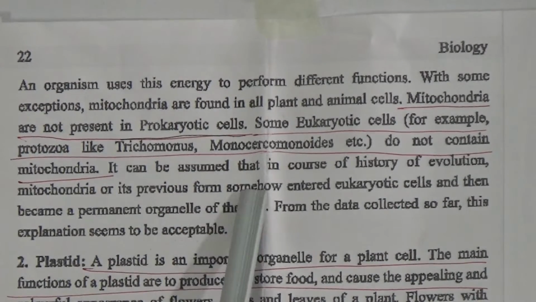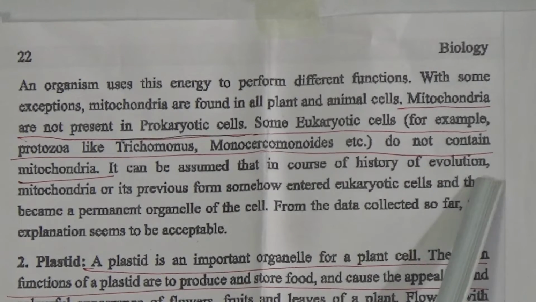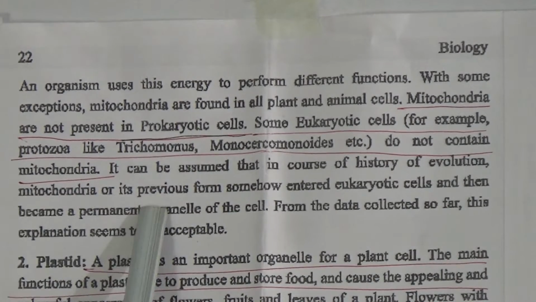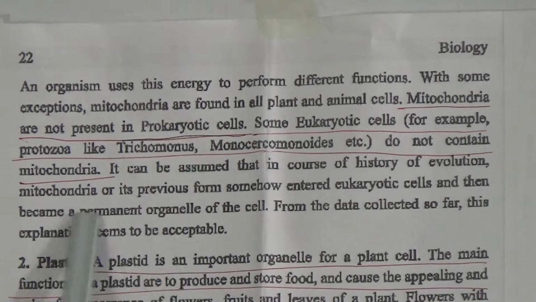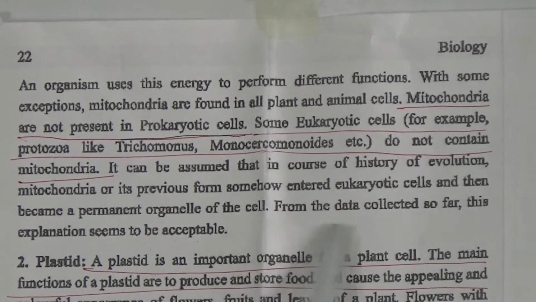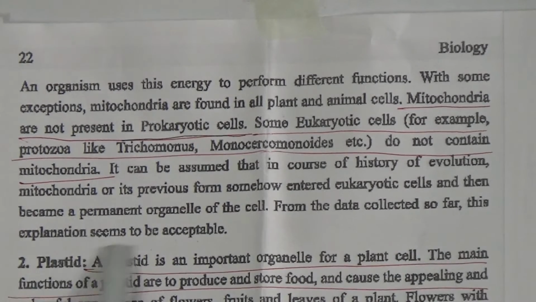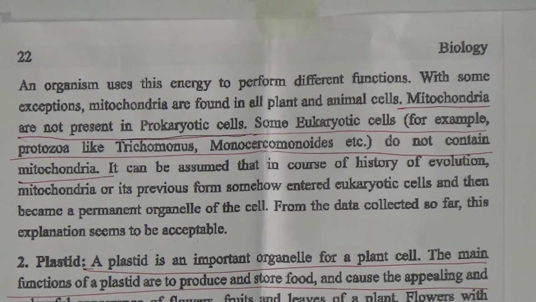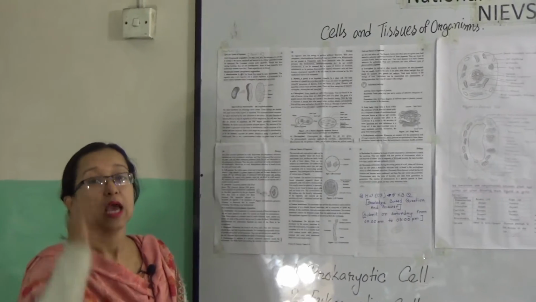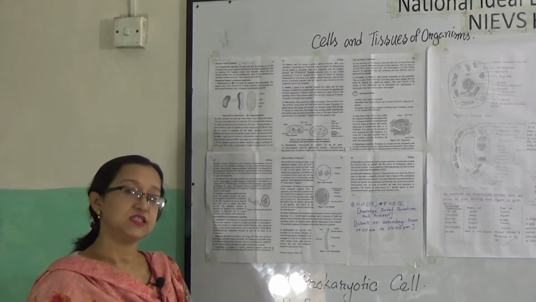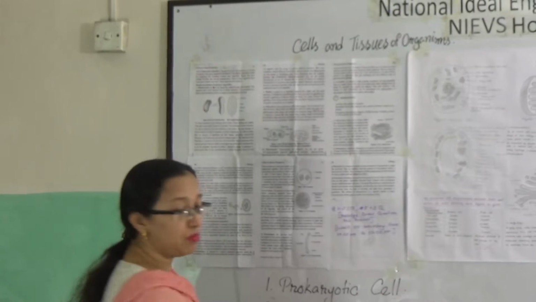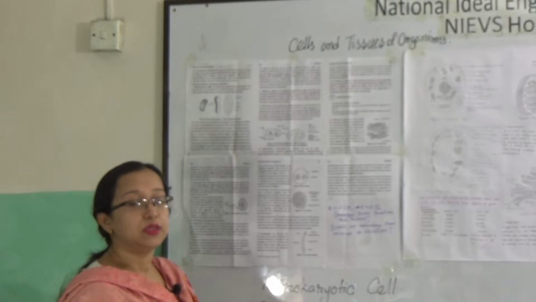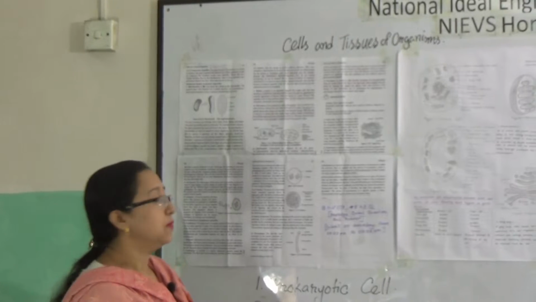It can be assumed that in the course of the history of evolution, mitochondria or its previous forms somehow entered eukaryotic cells and then became a permanent organelle of the cell. From the data collected so far, this explanation seems to be acceptable. Now we know that mitochondria is the powerhouse of a cell because it produces energy and this energy is used by other organelles. And mitochondria is a common organelle in both plant and animal cells.